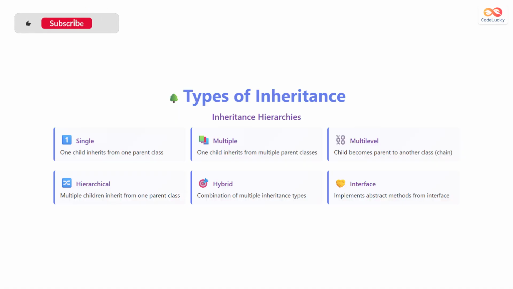There are several types of inheritance. Single inheritance, one child inherits from one parent class. Multiple inheritance, one child inherits from multiple parent classes. Multi-level inheritance, a child becomes a parent to another class, forming a chain. Hierarchical inheritance, multiple children inherit from one parent class. Hybrid inheritance, a combination of multiple inheritance types. Interface inheritance, where a class implements abstract methods from an interface.